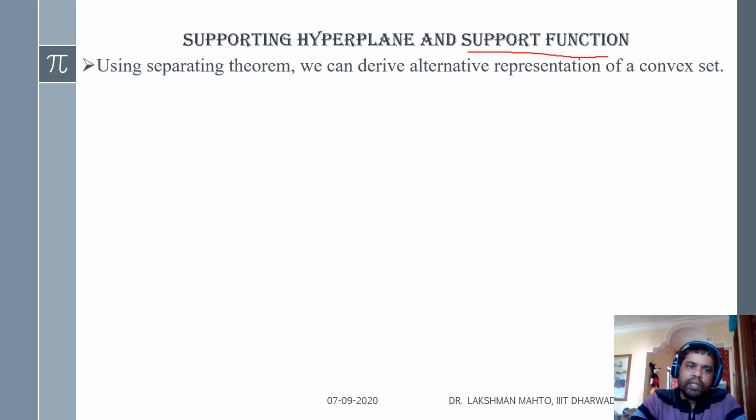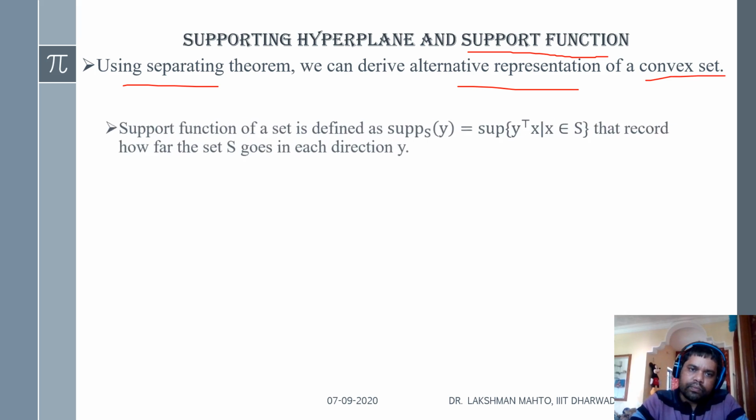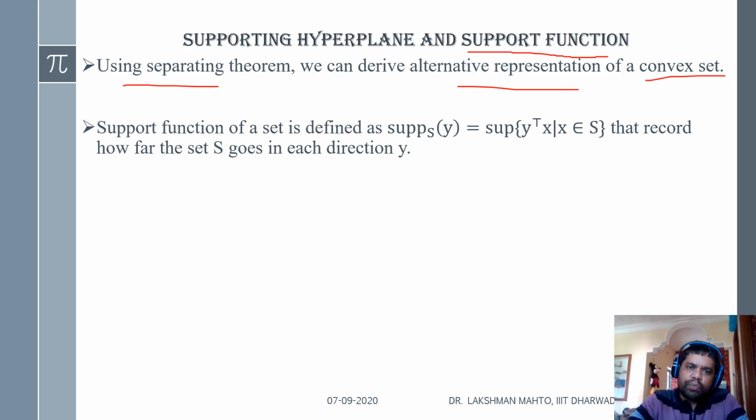Now, to understand supporting hyperplane in detail, you need to know about the support function. It deals with a given convex set. So using the separation theorem, we can derive an alternative representation, from the last discussion I mentioned, that with the help of the supporting and separation theorem we can define an alternative definition of a convex set.